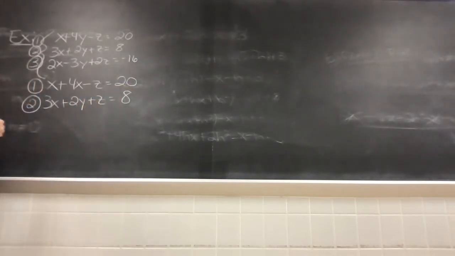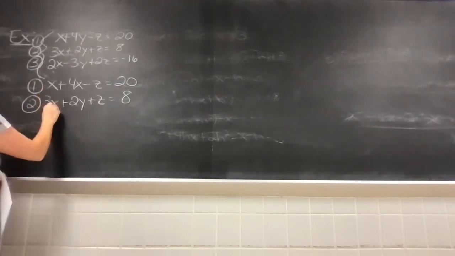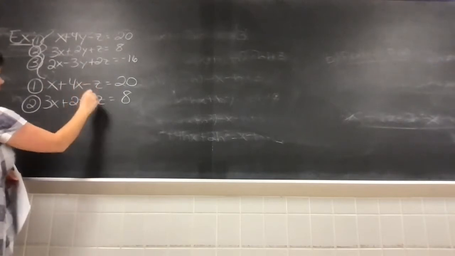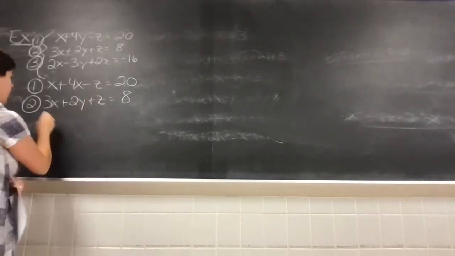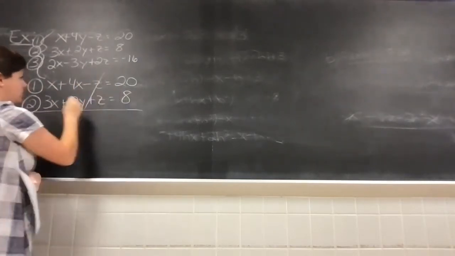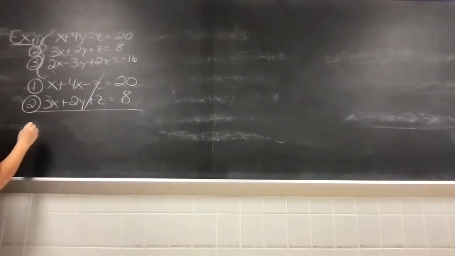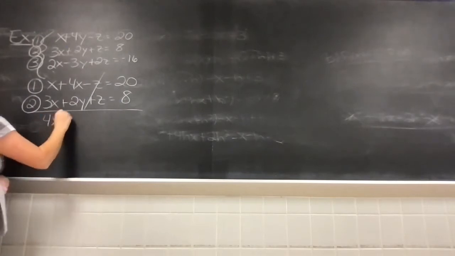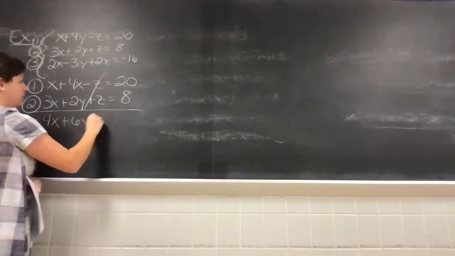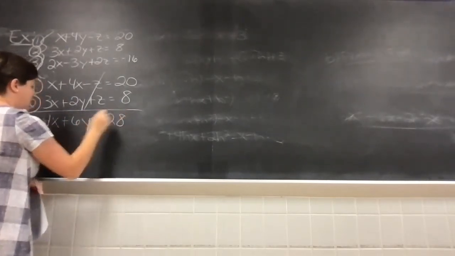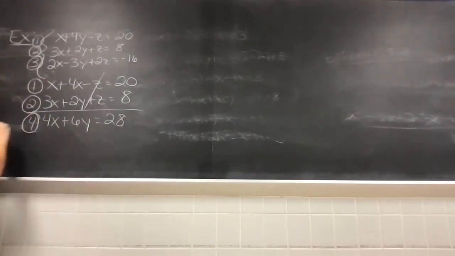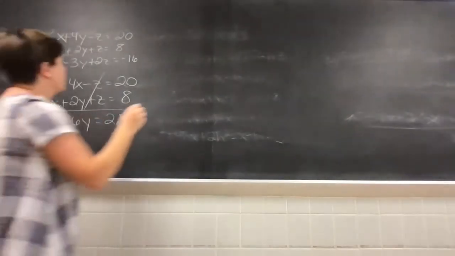And then I look at my variables and I ask which one's the easiest one to eliminate. I have x and 3x, 4 and 2, and negative z and a positive z. Well, right there, if I add, my z's are going to go away. So I'm going to do that and just eliminate my z's again. So I get 4x plus 6y equals 28. And that'll be equation number 4. So that one worked out really nice.